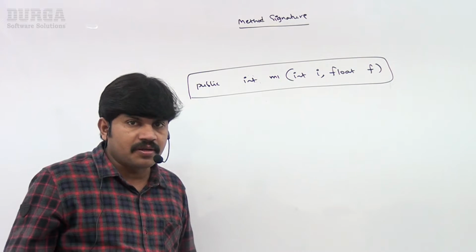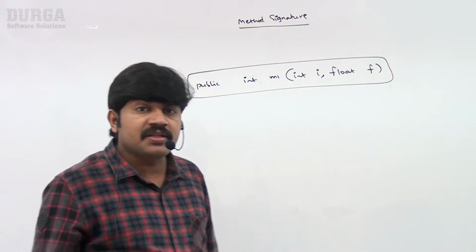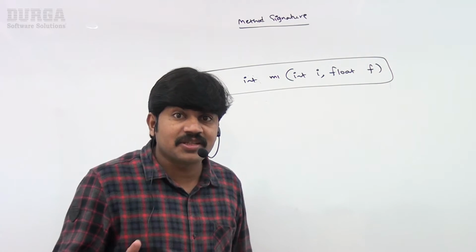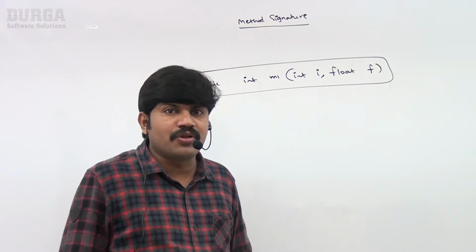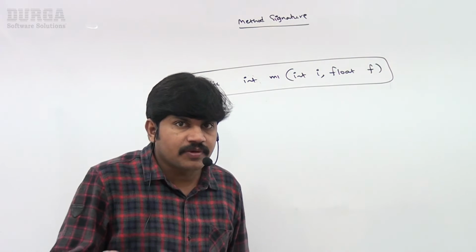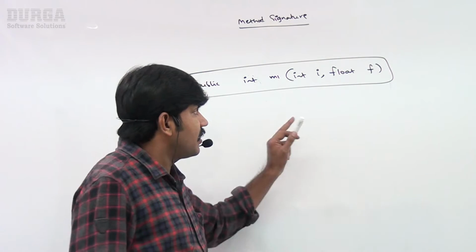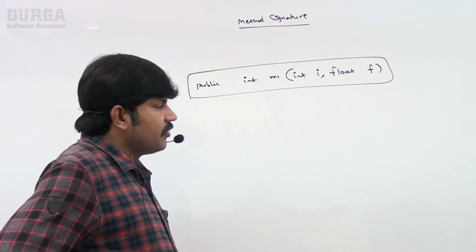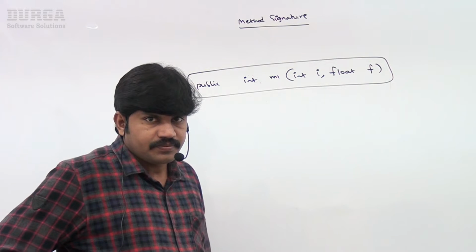Very important, because in overloading, method signatures must be different. In overriding, method signatures must be the same. Several times we are going to use the words method signature. That's why you people should have clear clarity. What is the method signature for this method?